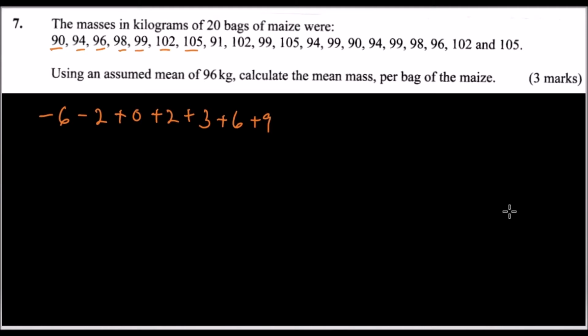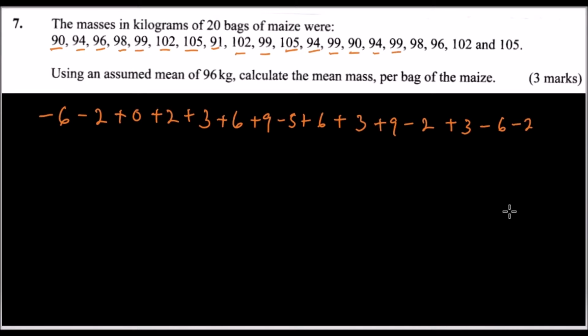91 minus 96 is minus 5. Then 102 minus 96 gives positive 6. Then 99 minus 96, we have positive 3. 105 minus 96 gives positive 9. 94 minus 96, we have minus 2. Then 99 minus 96, positive 3. Then 90 minus 96, we get minus 6. 94 minus 96, we get minus 2.